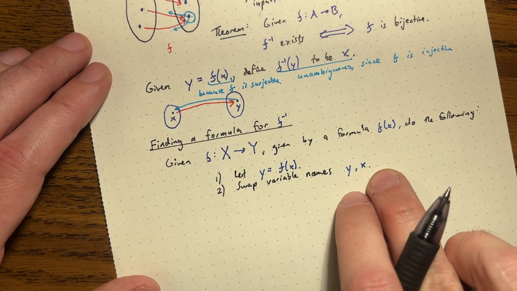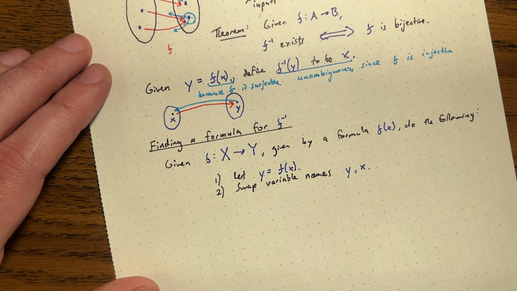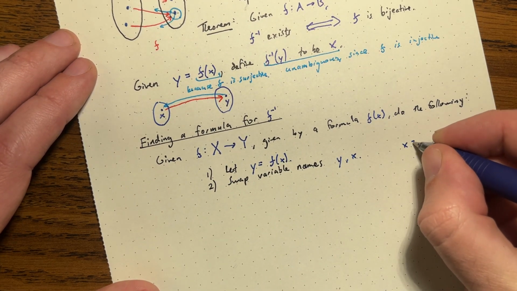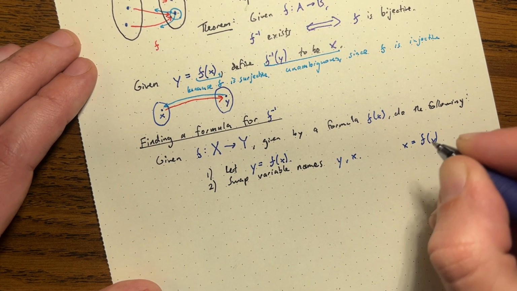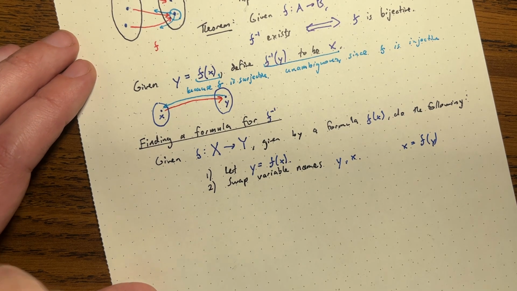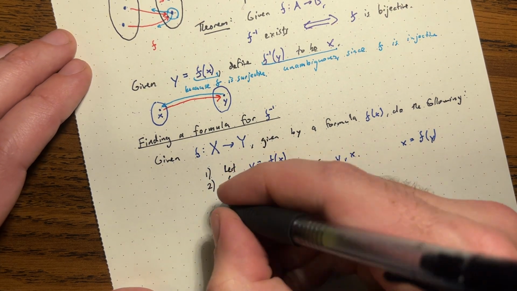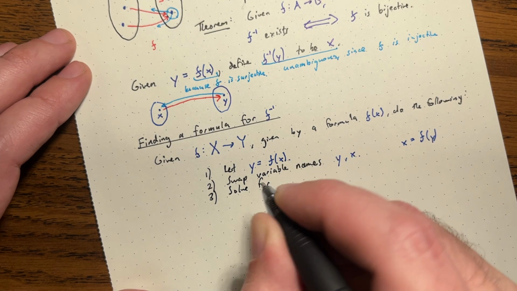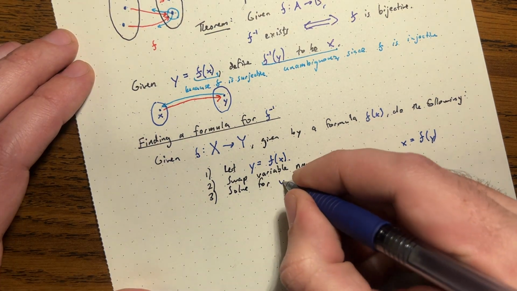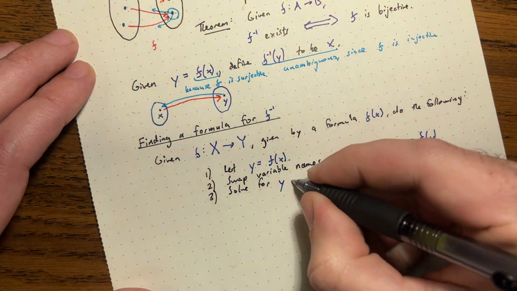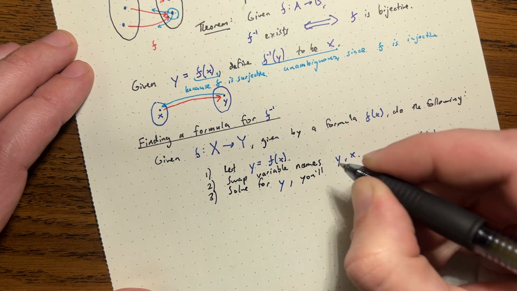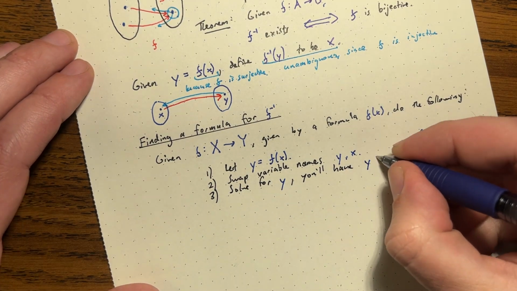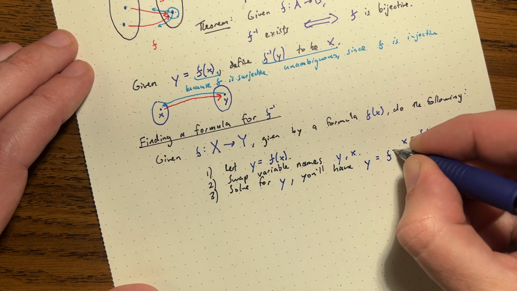But I'm not doing any algebra here. I'm just literally writing x for y and y for x. In other words, I'm just writing x equals f of y. Every place I see an x, I put a y instead. And then you actually do some algebra. So then you solve for y. And when you do that, you'll have a formula for the inverse function. You'll have y equal to something involving x, and that turns out is f inverse.